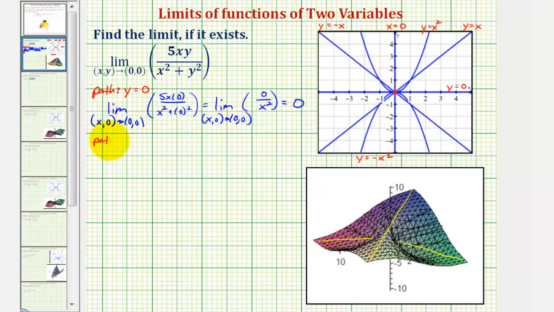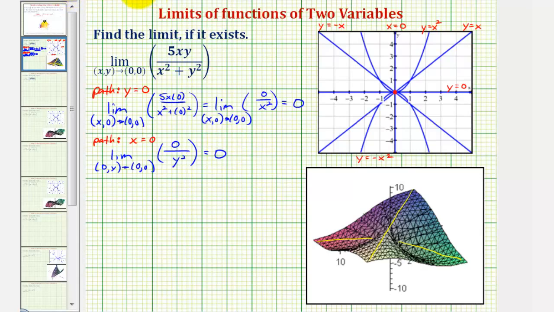So if we consider the path x equals 0, we'll now substitute 0 for x. So we'd have the limit of 0 comma y approaching 0 comma 0. Now if we substitute 0 for x, notice how the numerator is going to be 0. The denominator would be 0 squared plus y squared, or just y squared. And once again, notice how as y approaches 0, this quotient would always be 0 for all non-zero values of y, and therefore as y approaches 0, this limit equals 0.